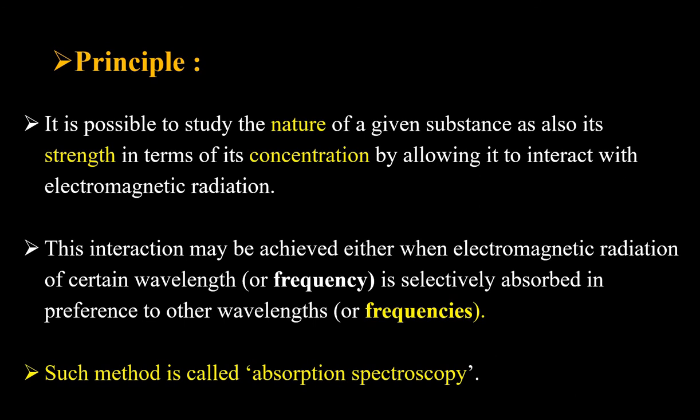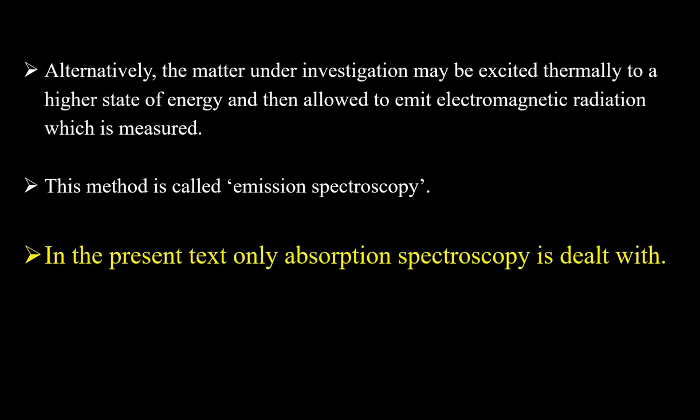This interaction may be achieved when electromagnetic radiation of certain wavelength or frequency is selectively absorbed in preference to other wavelengths or frequencies. Such a method is called absorption spectroscopy. Alternately, the matter under investigation may be excited thermally to a higher state of energy and then allowed to emit electromagnetic radiation, which is measured. This method is called emission spectroscopy.